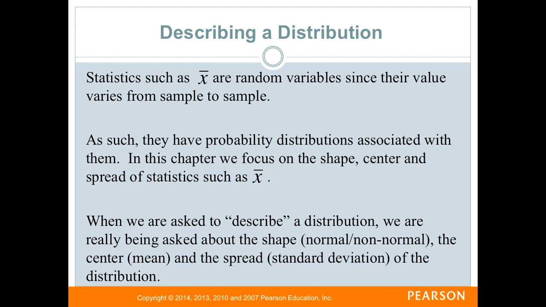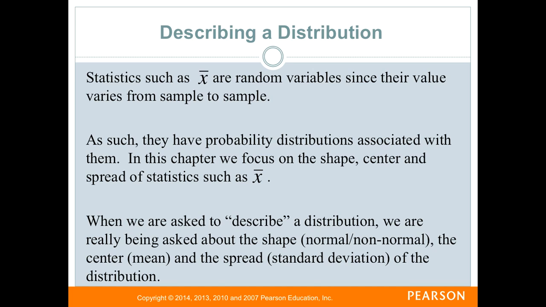When you're asked to describe a distribution, we're going to talk about a couple of different things. Statistics such as x bar, your sample mean, are random variables since their values vary from sample to sample. Just like we talked about, if we wanted to find the average household income, if we took one sample, that mean would be different from a different sample. As such, they have probability distributions associated with them. So in this chapter, we're going to focus on the shape, the center, and the spread of these types of statistics.